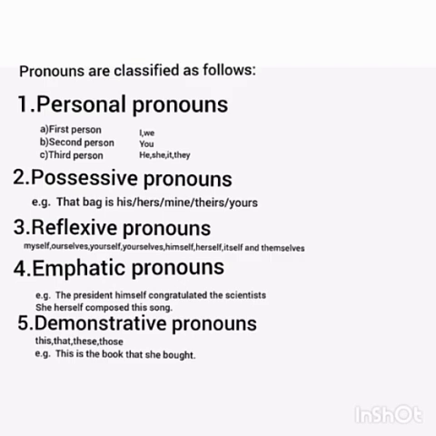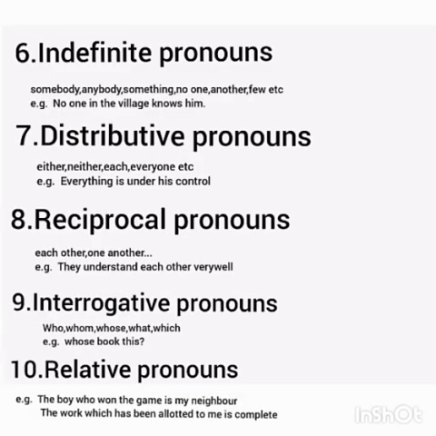For example, this is the book that she bought. Here, this is the demonstrative pronoun. The sixth one is indefinite pronouns, as somebody, anybody, something, no one, another, few, etc. And the example, no one in the village knows him.